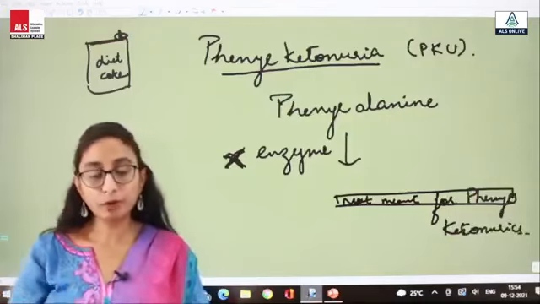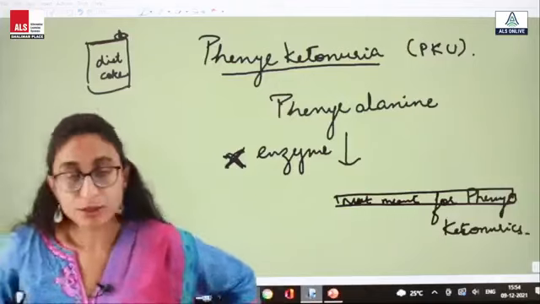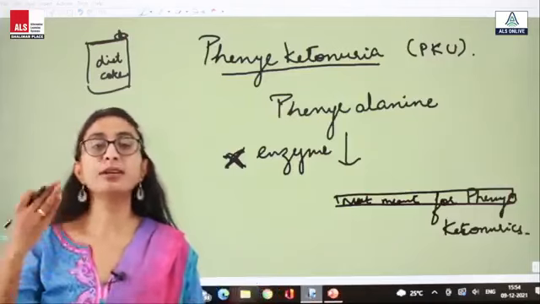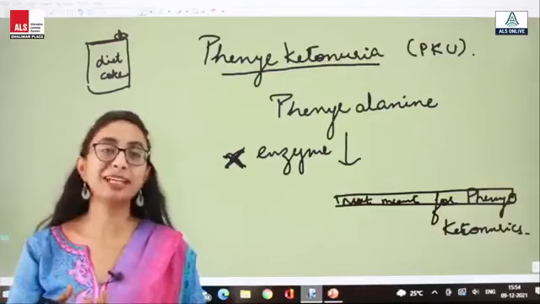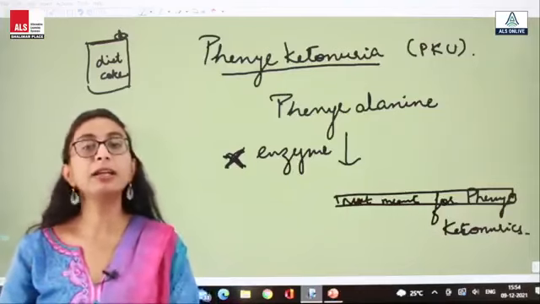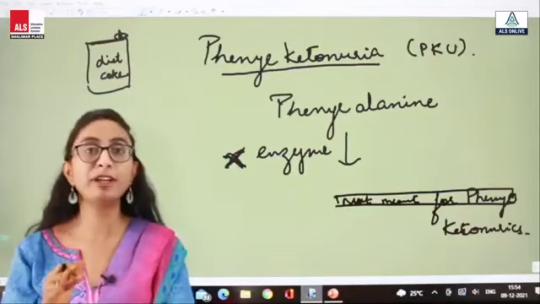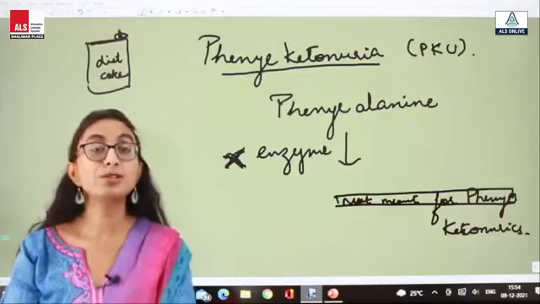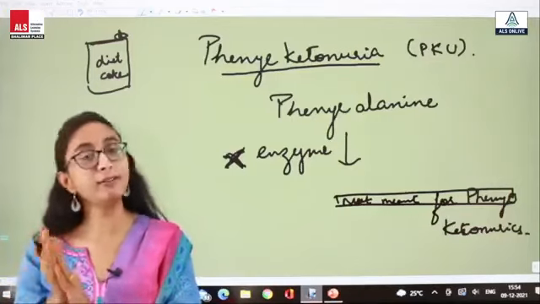Okay, so what do we mean by conditional lethal? Conditional lethal means, suppose this person who has phenylketonuria continuously goes on taking food which is rich in phenylalanine, then definitely this gene will express in him, and the disease will become severe. However, if this person avoids phenylalanine or takes a diet which does not have any phenylalanine, then the gene will not get expressed. So this is conditional. In one condition it will express, and in the other condition it will not express.